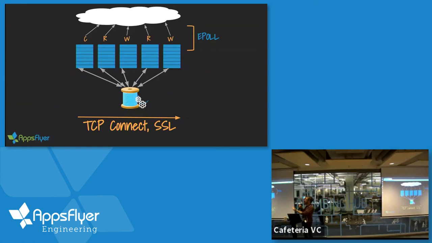But what was also happening on this thread was that SSL and that TCP work. So it was being starved for resources, even though all it's supposed to be doing is managing these connections and managing this epoll thing, and it's not supposed to be doing a lot of work. It actually was doing a lot of work.